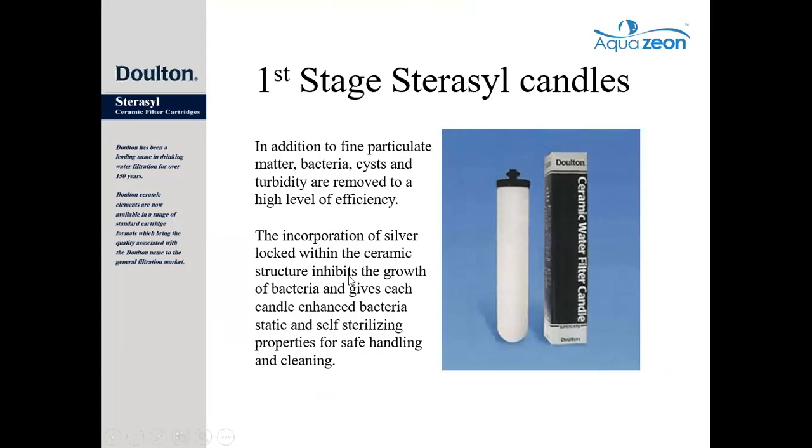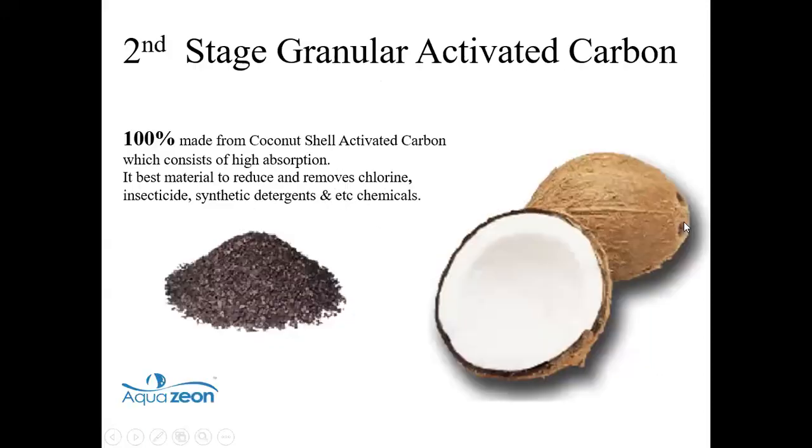This will remove all the bacteria and the growth of bacteria, with static, sterilizing properties and safe handling. This controls all the bacteria from entering. So it filters all the bacteria. At the first level, the moment water enters the system, we already remove the chlorine and everything. Bacteria and everything cannot enter this sterile filter. The second stage is granular activated carbon, 100% made from coconut shell activated carbon, with high absorption. It is the best material to reduce and remove chlorine, insecticide, synthetic detergent, and chemicals. This is purely from coconut shell activated carbon.